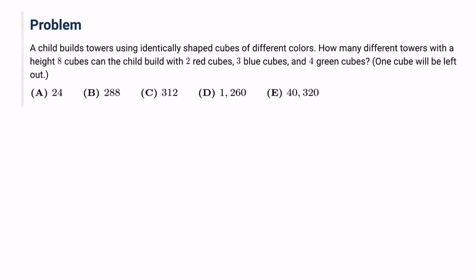The problem states, a child builds towers using identically shaped cubes of different colors. How many different towers with a height 8 cubes can the child build with 2 red cubes, 3 blue cubes, and 4 green cubes? 1 cube will be left out.